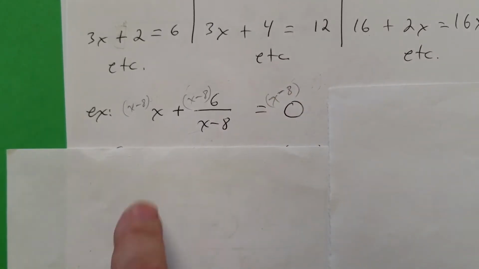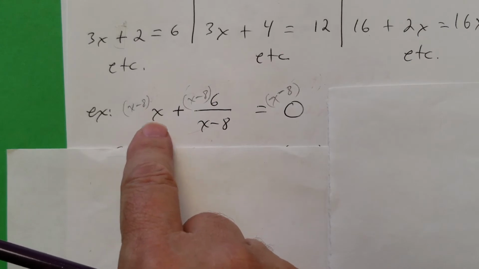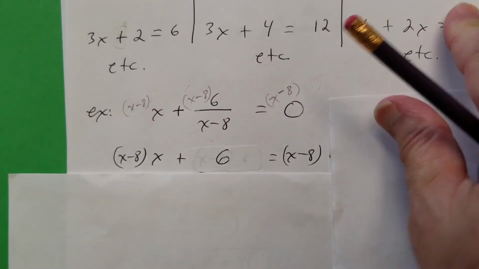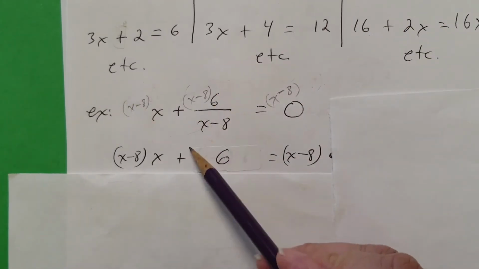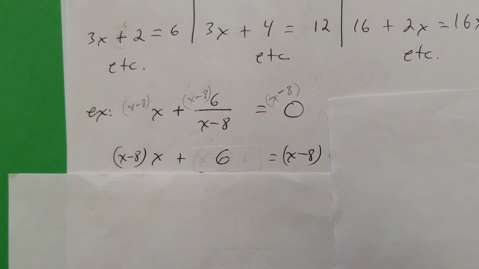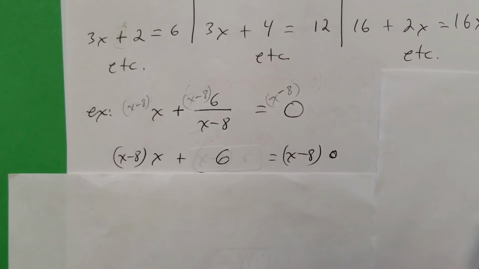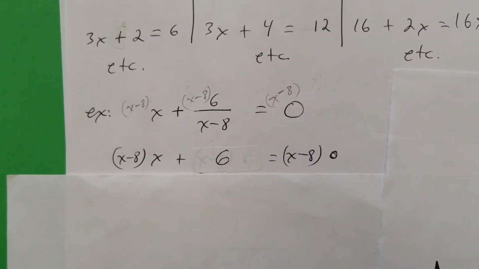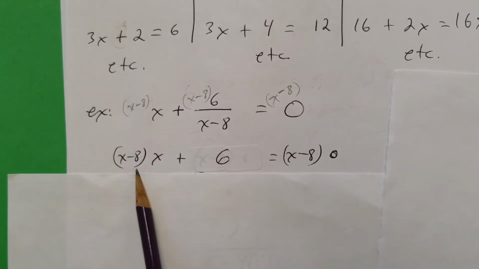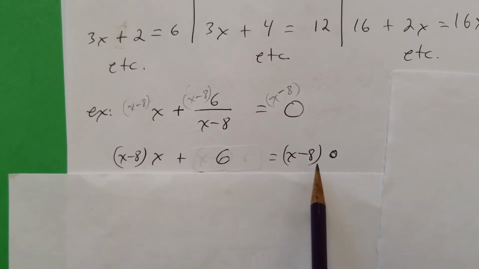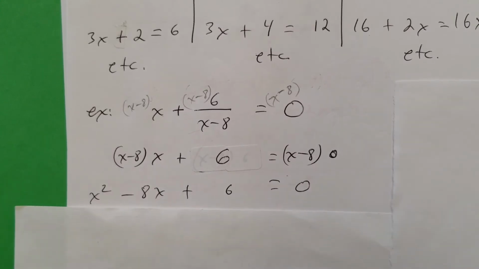So x times x minus 8 is that. Here, the x minus 8's cancel. That's why I did this. The x minus 8's cancel, so I'm left with 6. Here, I got x minus 8 times 0. See? No more fractions. Now I just treat it like a normal equation. So what do you do here? Well, distribute. Well, we don't have to worry about this, right? This is times 0, so it just becomes 0.